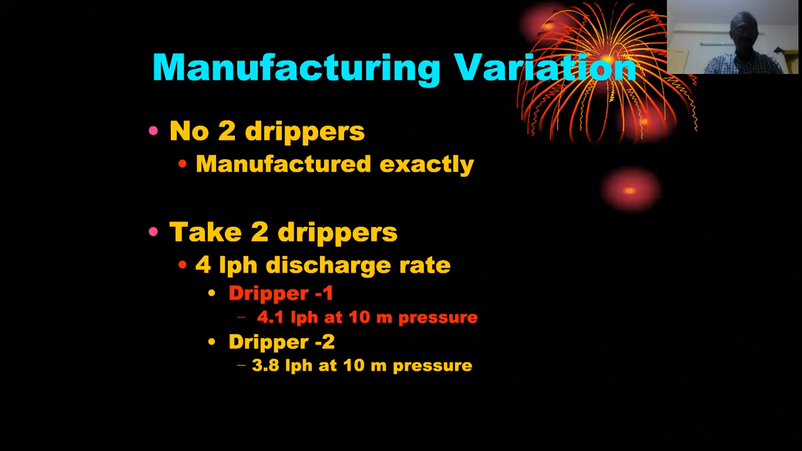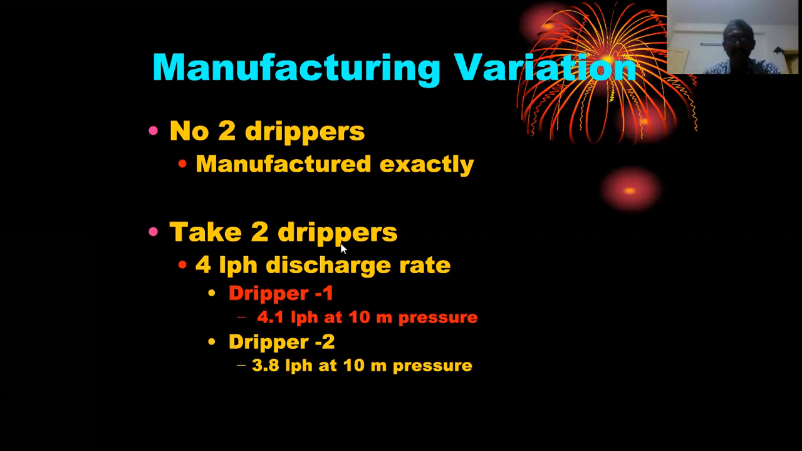So next concept is manufacturing variation. You know that in any industrial process, no two components can be manufactured exactly, because the manufacturing process itself is variable. Let us say one makes drippers of 4 liters per hour discharge rate. If that dripper is examined at a 10-meter pressure head, it will not give exactly 4 liters per hour. It may give 4.1 or 4.05 or 4.01 like that.